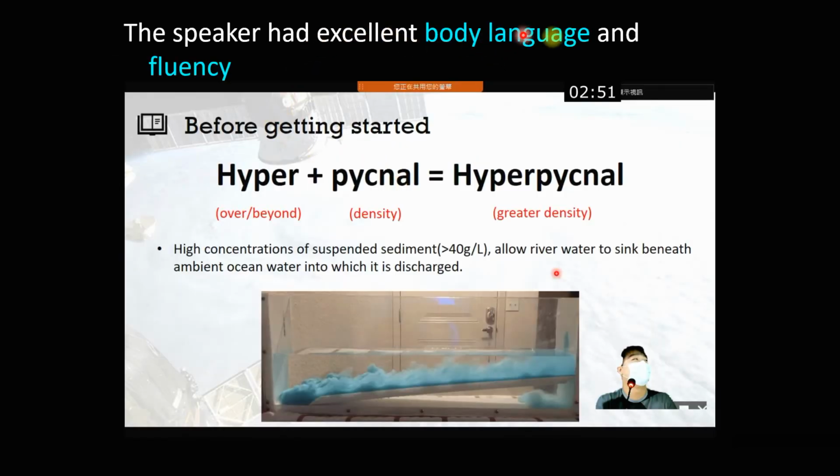About his stage performance, the speaker had excellent body language and fluency. Hyper means over, beyond. It means the super, and pycno is another term for density. So hyperpycno, it means the greater density.